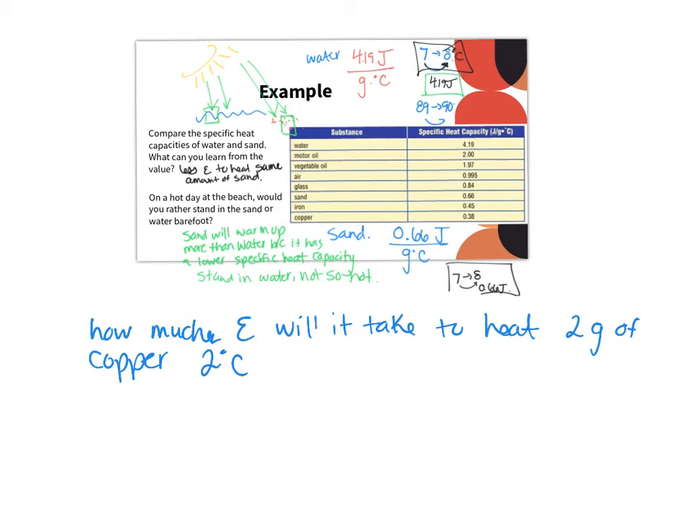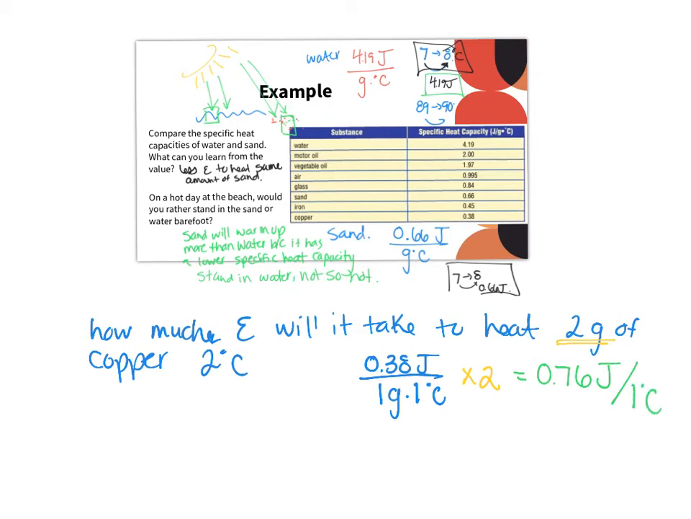So copper has a specific heat capacity of 0.38 joules per 1 gram, 1 degree Celsius. So to heat 2 grams, I'm going to need to double this. So that gives me 0.38 times 2 is 0.76 joules, and that is to heat 1 degree Celsius.